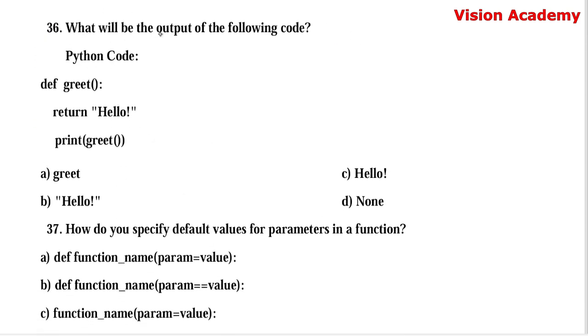Question number 36. What will be the output of the following code? Def greet. So here is a user defined function called greet without any arguments, returning hello, and we are calling this particular function under the print statement. Here option A, greet. B, hello with quotes. C, hello. D, none. Here option C, hello without any double quotation mark is the right answer. Whenever you write anything in double quotation marks and print it, it will be printed without the double quotation marks. Hence option C is the right answer.